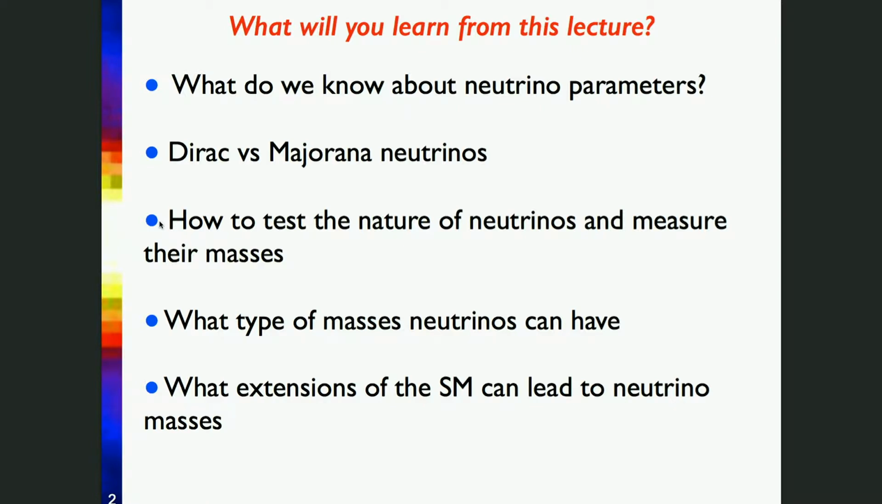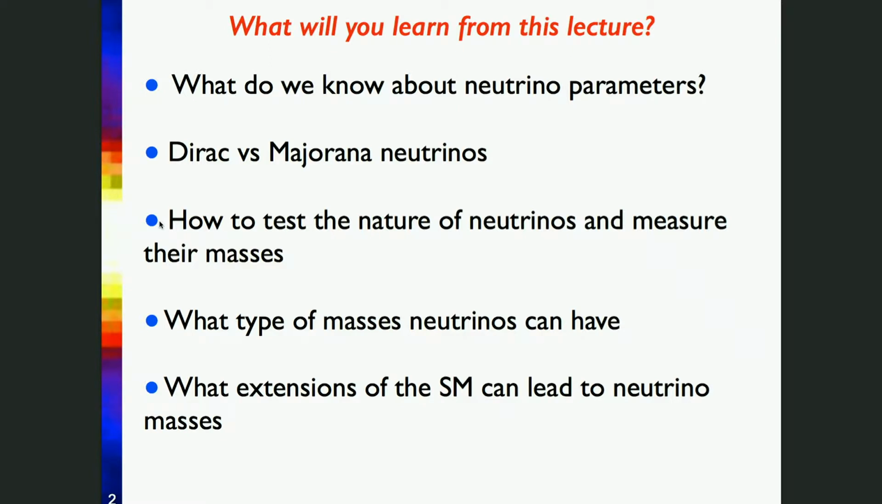So first of all, the nature of neutrinos. In my opinion, that is probably the most important question we have in neutrino physics, because that establishes if lepton number is violated or not, and tells us then what type of masses neutrinos can have, so how I have to extend the standard model in order to explain them. So we look at how to test the nature of neutrinos.